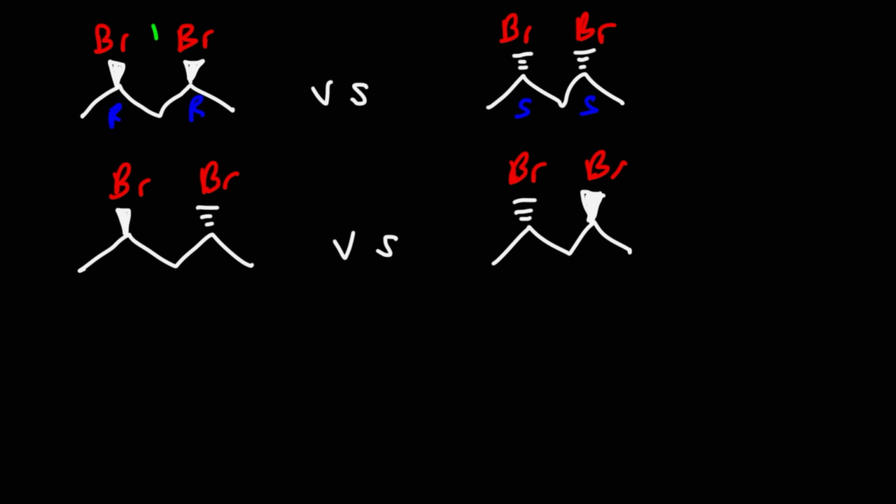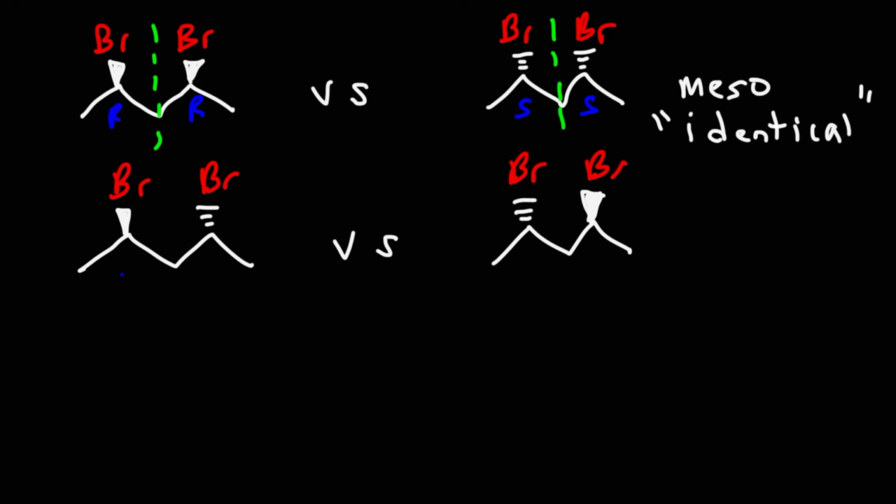But notice that we do have a plane of symmetry. The left side is the same as the right side. So because we have a plane of symmetry and all the chiral centers have been inverted, what we have here are meso compounds. Meso compounds are identical compounds. So they have the same exact properties.